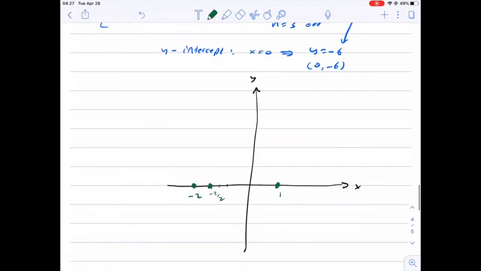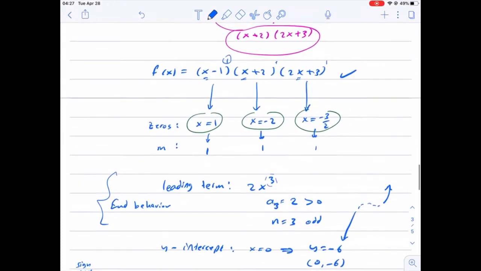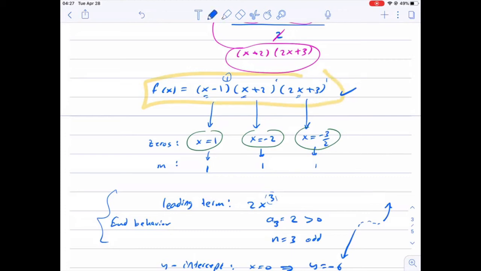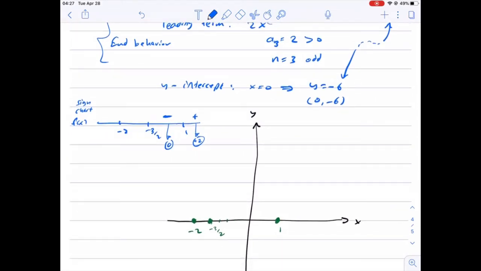Before we continue, we want to graph the sign chart for f of x. We put the zeros. The zeros are negative 2, negative 3/2, and positive 1. If we test some values like positive 2, we get positive. Between negative 3/2 and 1 we get negative, because if you substitute 0 here, you get 0 minus 1, negative 1, 0 plus 2, positive 2, 0 plus 3 is 3. That's less than 0, negative. Between negative 2 and negative 3/2 it's positive. If we choose a value less than negative 2, we get negative. So the graph is below the x-axis here, above the x-axis here, below, above.